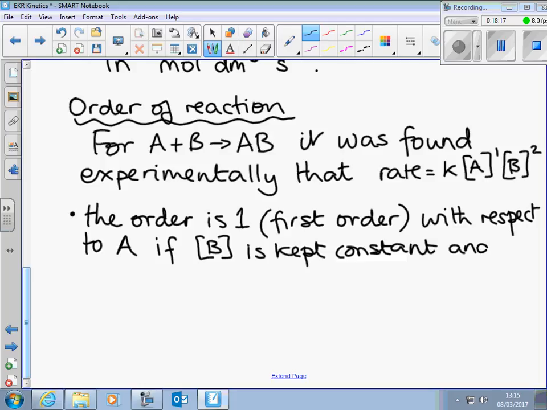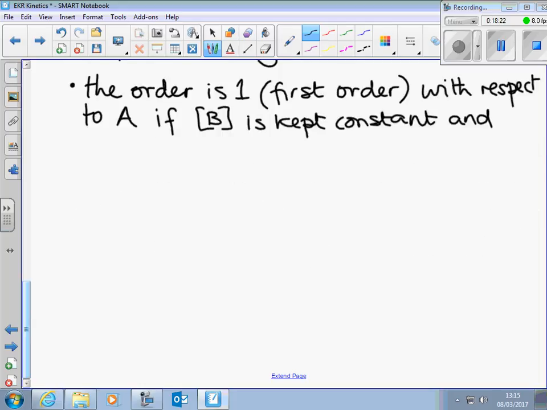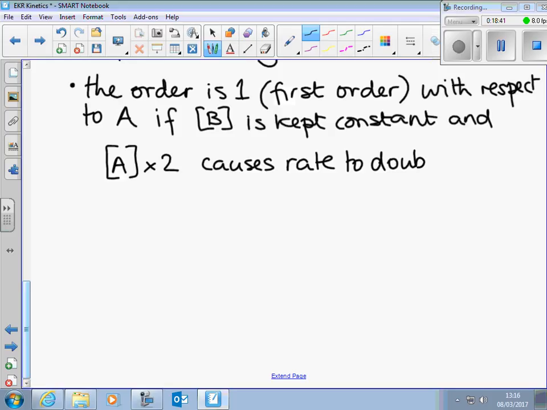and, right, concentration of A times 2, all right, if we doubled it, causes the rate to double, essentially. Let's just say, well, let's say to double. In other words, it's times 2 to the power 1. And it's that 1 which is the order of reaction.